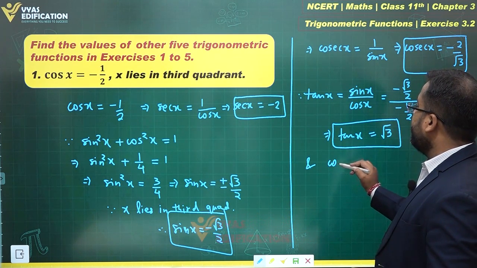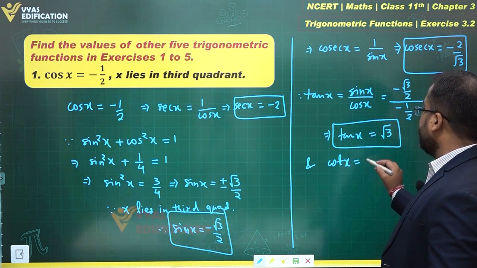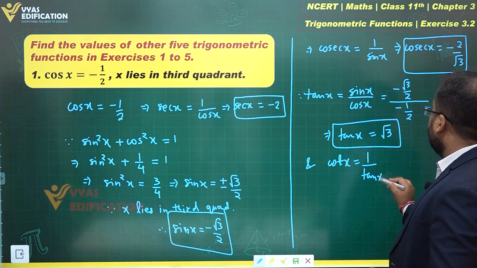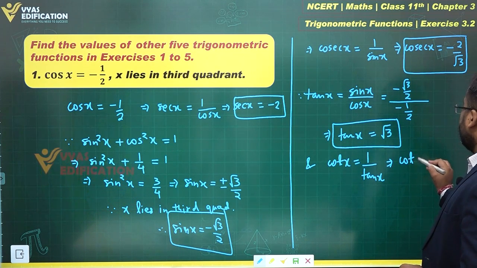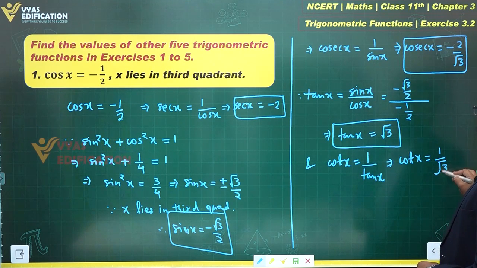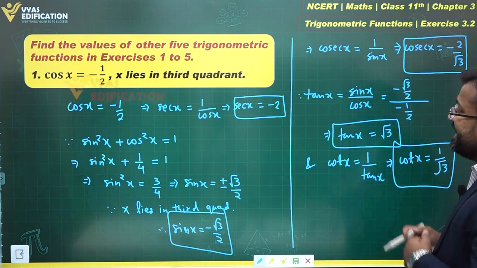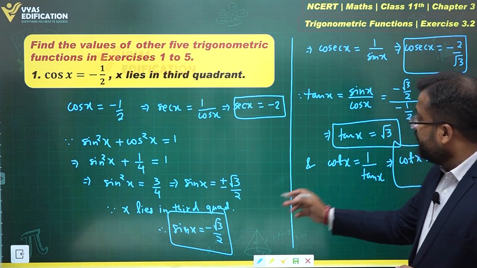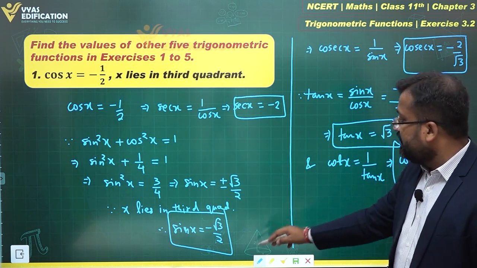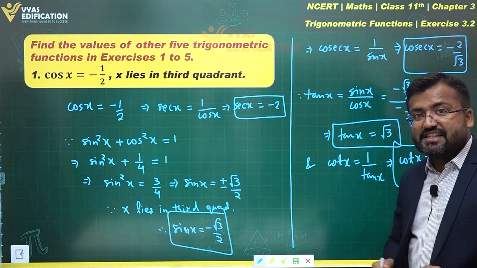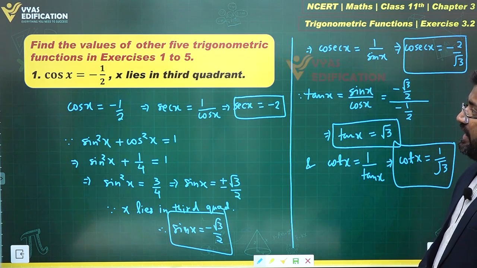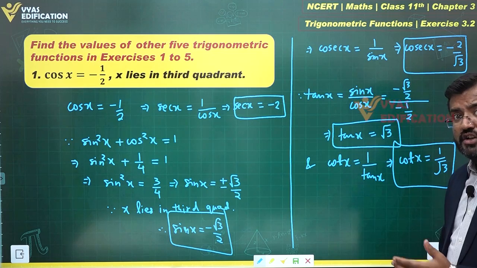And cot x, which is the reciprocal of tan x, implies cot x would be equal to 1 over root 3. This is what you get. Those are the 6 trigonometric ratios. One was already given, second, third, fourth, fifth, sixth, and that's what you get finally. Is that all? Yes, that's the complete solution of this question.